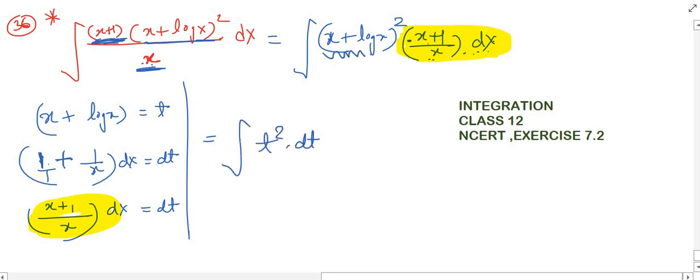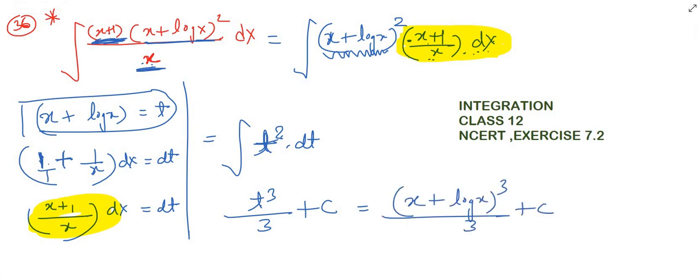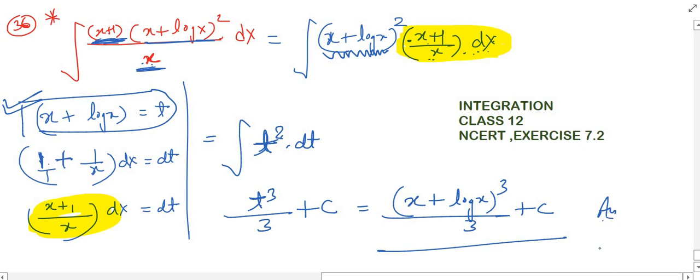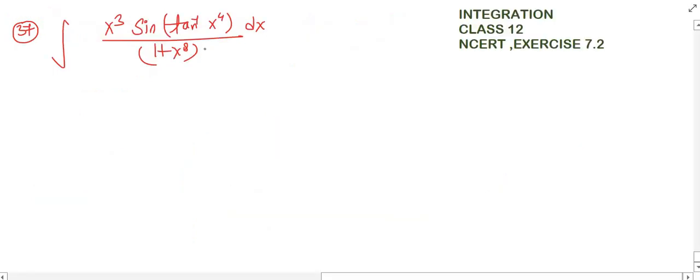See, this is I have assumed as t. So now easily I can integrate it. So t square integration is t cube by 3. And what was t? I have just put the value of t, which is this, x plus log x cube by 3. This is my answer. Let's do next question. This seems to be very complicated question, but if you know derivative, differentiation, if it's strong, then you can do it pretty simply.